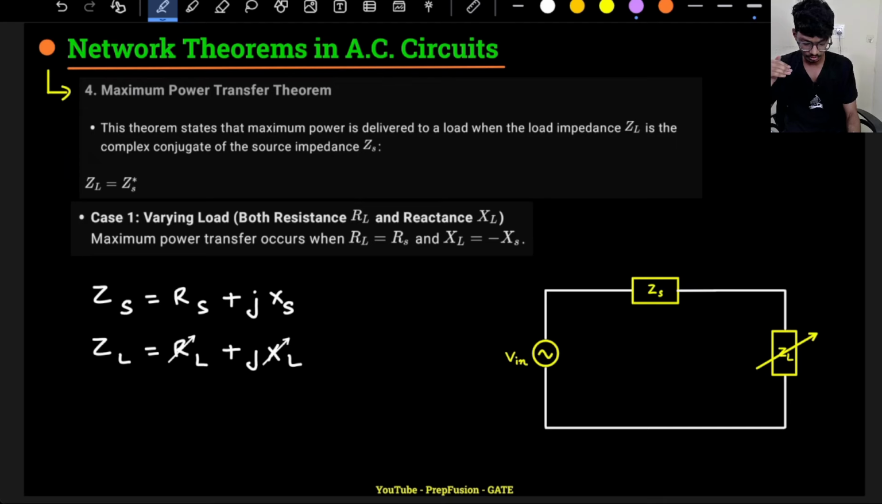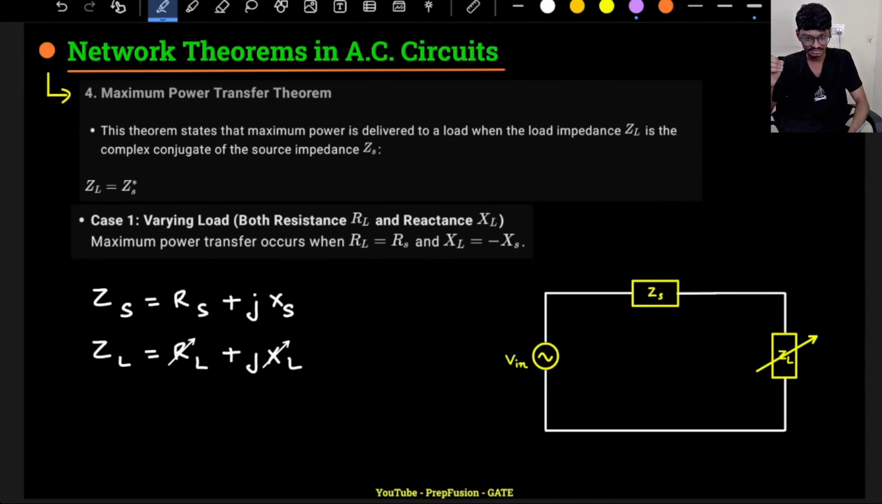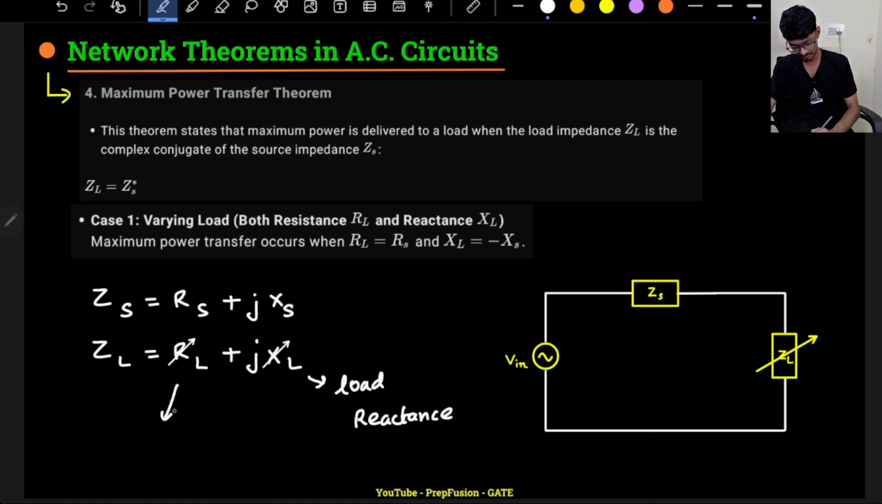Basically in the maximum power transfer theorem there are many cases, so we will solve each case one by one. So let's start with the first case. If both my reactance, this is not XL inductive reactance, right? This is my load reactance. I don't know whether the reactance is capacitive or inductive. This is my load reactance and this is my load resistance, where both are varying. Both load reactance and load resistance are varying.